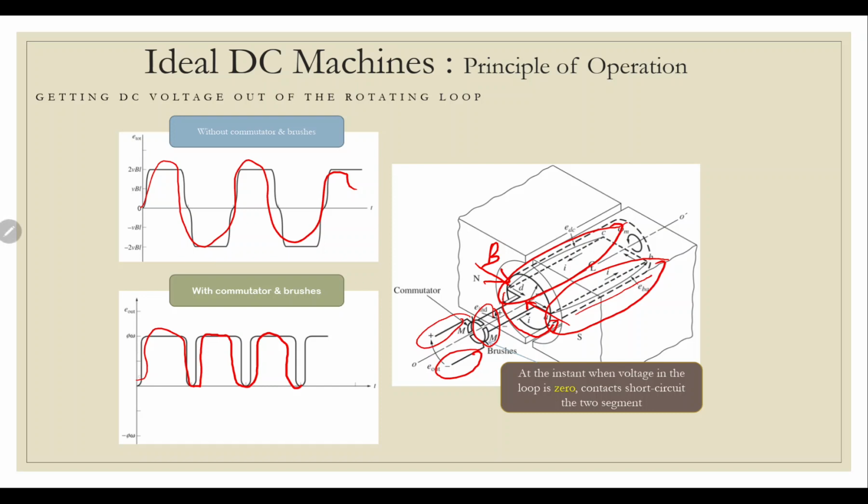That's why we need power electronics to filter out and come up with a DC voltage. What happens here is there is a drop in voltage as the commutator shifts from one segment to the next.